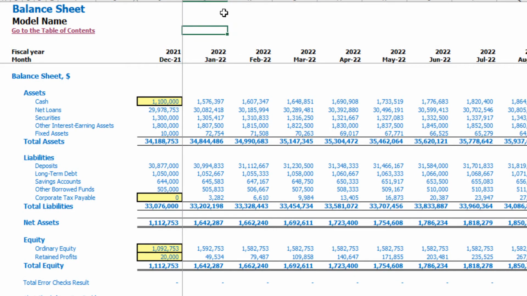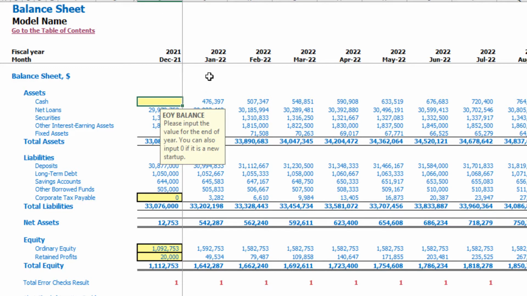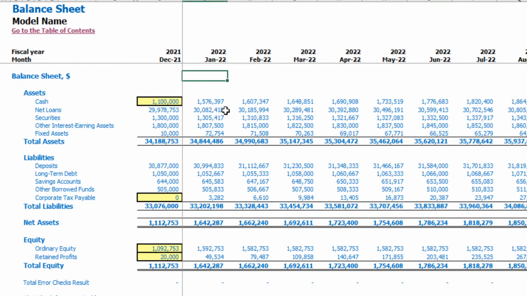The third statement is a balance sheet, so you may see the assets, liabilities, and equity in the monthly format. And additionally, you can input your starting values for the cash, for the corporate tax payable, for the ordinary equity, and for the retained profits. If you don't have any starting values, you can just zero out the cells and it will work as a startup, starting from 0.